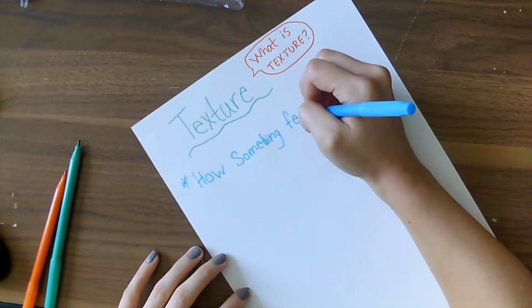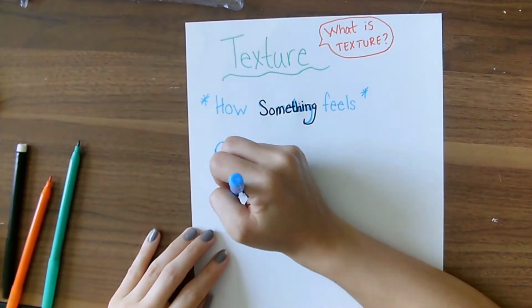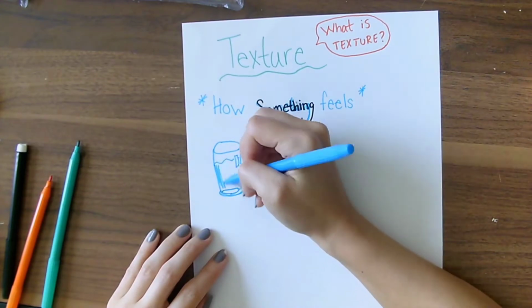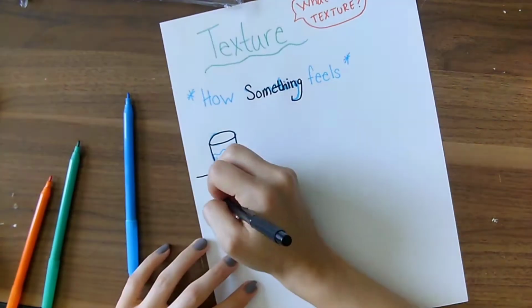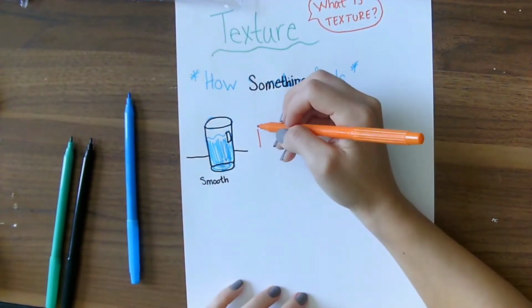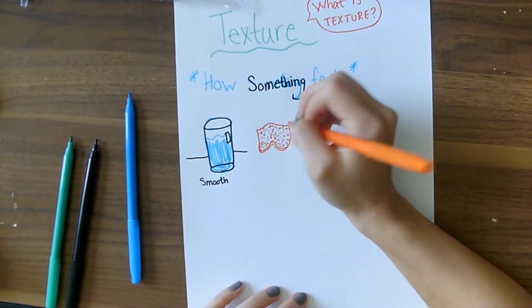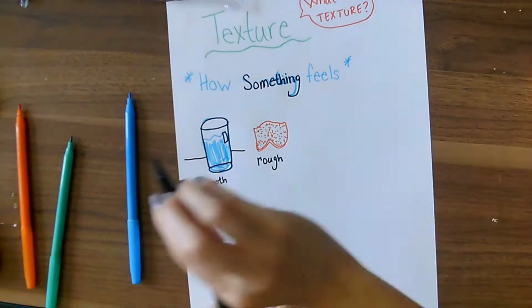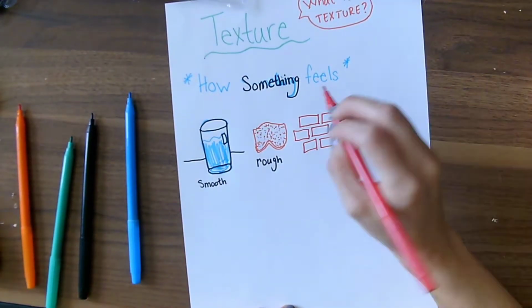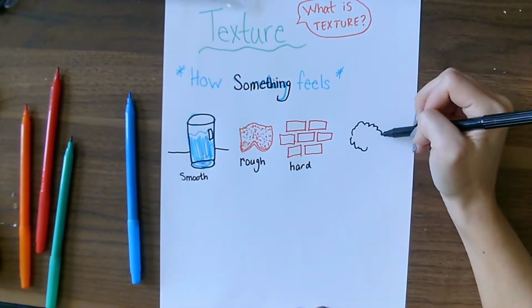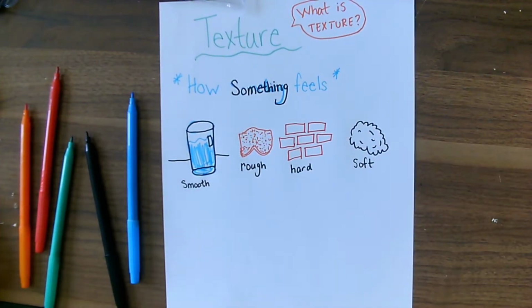Now, some of you may know what texture is. When we look at texture, all that means is what something feels like. So, for example, I'm drawing a glass of water. If you've ever felt a glass, it feels smooth. Another example would be sandpaper. Sandpaper feels rough and a little bit pointy. A brick wall feels hard, also very rough, and cotton feels soft. Different things like that are examples of texture.